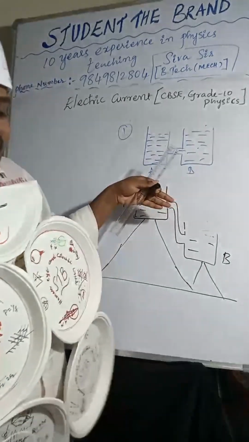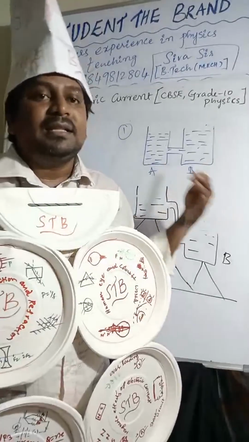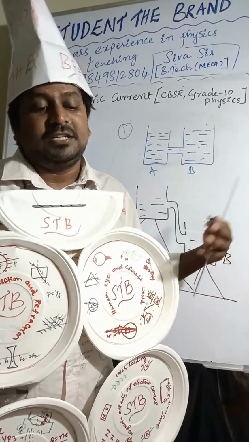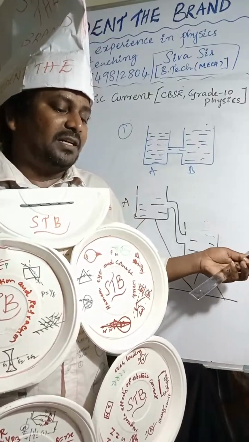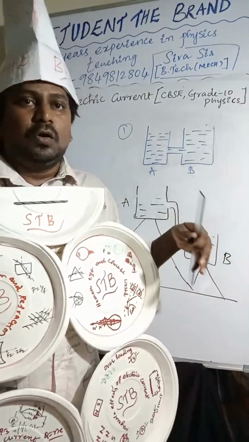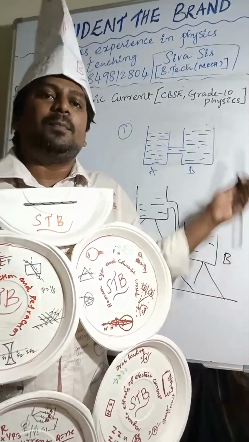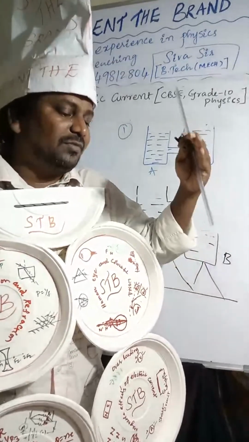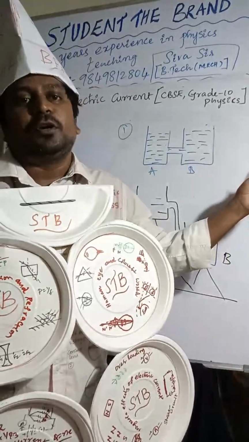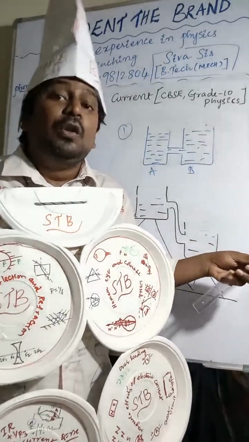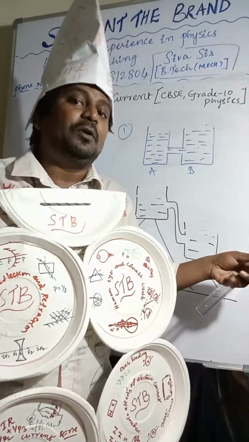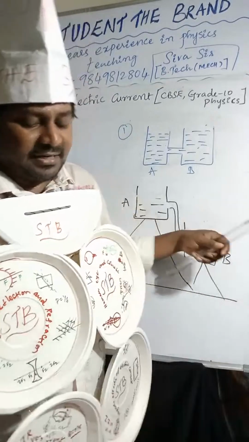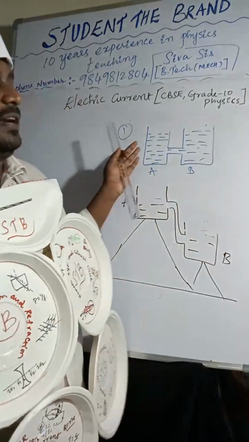In the circuit also, the battery creates that pressure difference. Charges move from high potential to low potential. Positive charges move from high potential to low potential, whereas electrons move from low potential to high potential. So who creates the difference? The battery creates the difference. That is an example of potential difference.